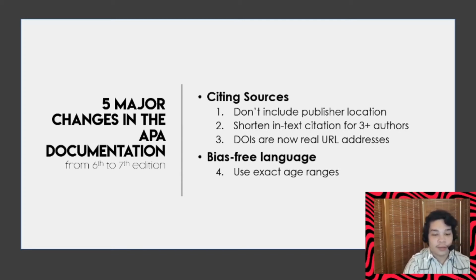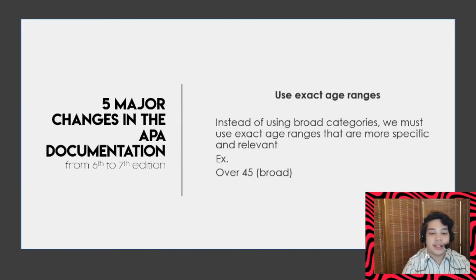And for number 4, I took this from the bias-free language part of the APA documentation, which says use exact age ranges. What this means is that instead of using broad categories, we must use exact age ranges that are more specific and relevant. An example of this is over 45, under 30, under 18. They are too broad. To be more specific, it needs to be something like this: 45 to 55 years old. It's more specific and more relevant.